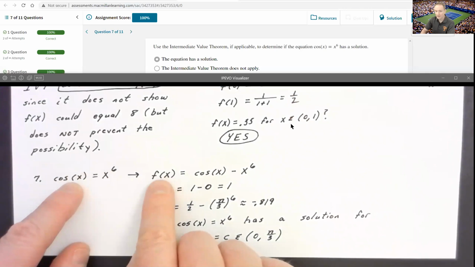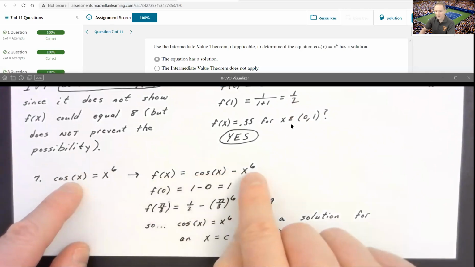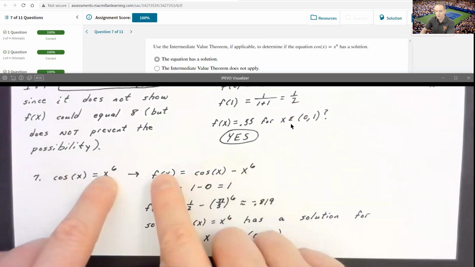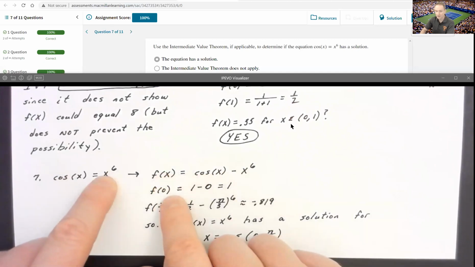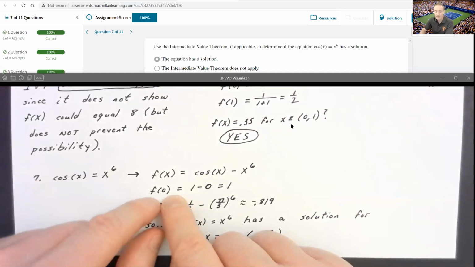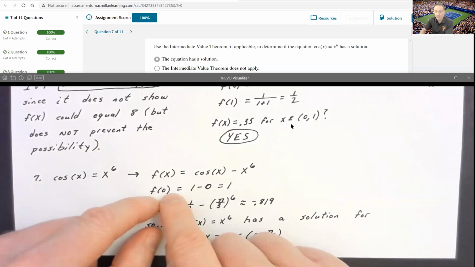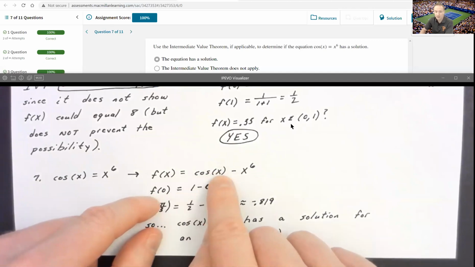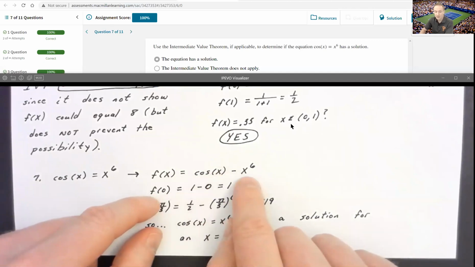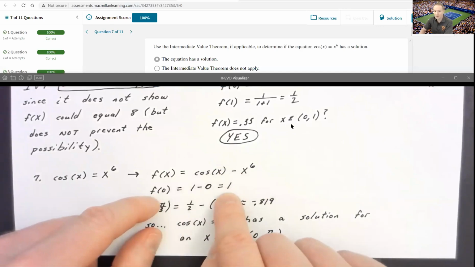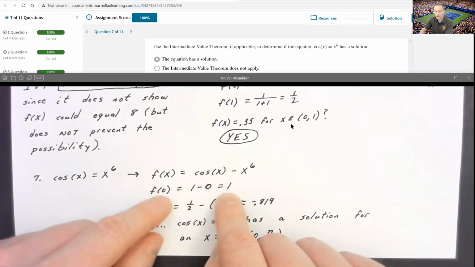So if I let f of x equal the left-hand side minus the right-hand side, solutions to the original would be solutions to when f of x is equal to 0. Okay, so now, as soon as I have f of x defined, I could plug a 0 into it. The cosine of 0 is 1, and then minus 0 to the 6th is just minus 0. So I get a positive y value when x is 0. Now, I'm looking for some x value that's going to give me a negative.